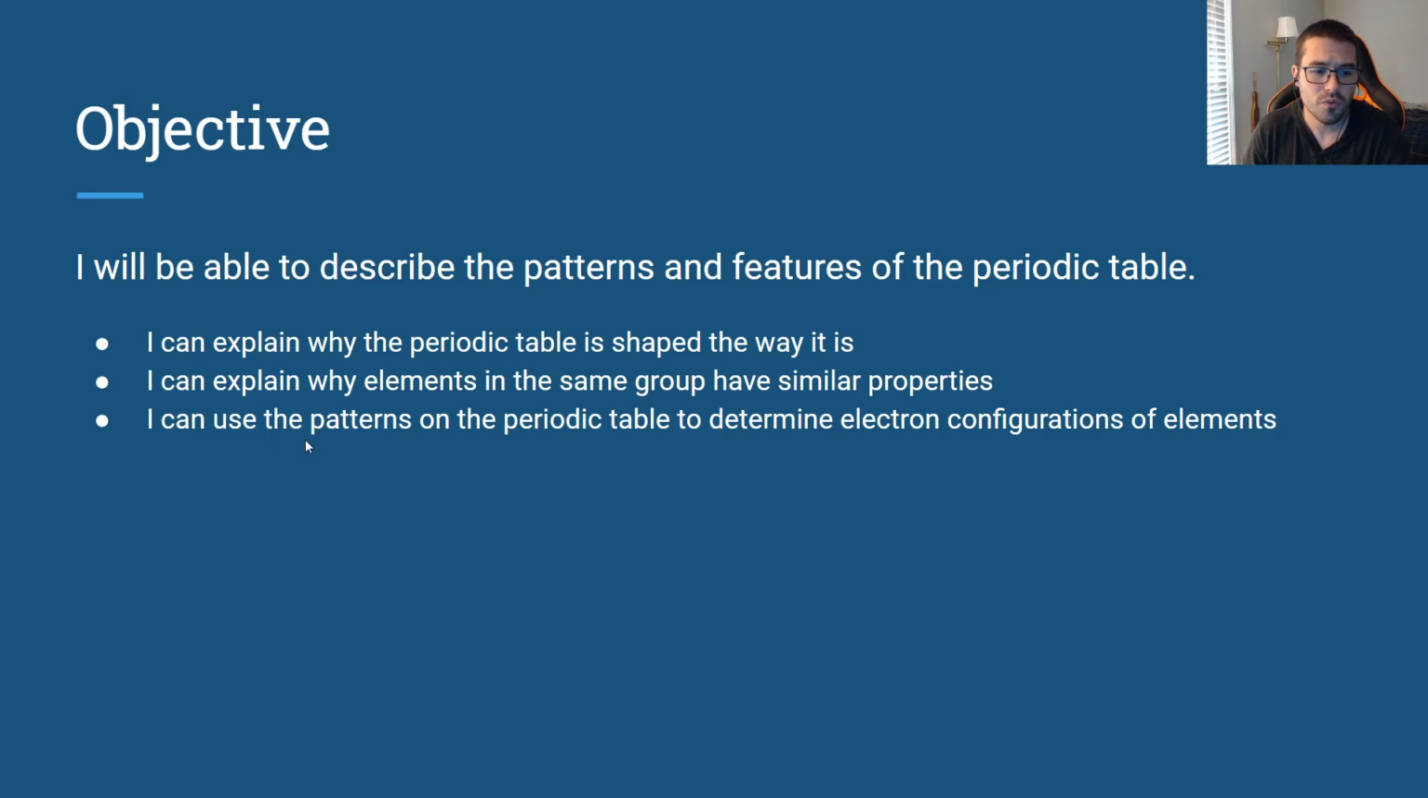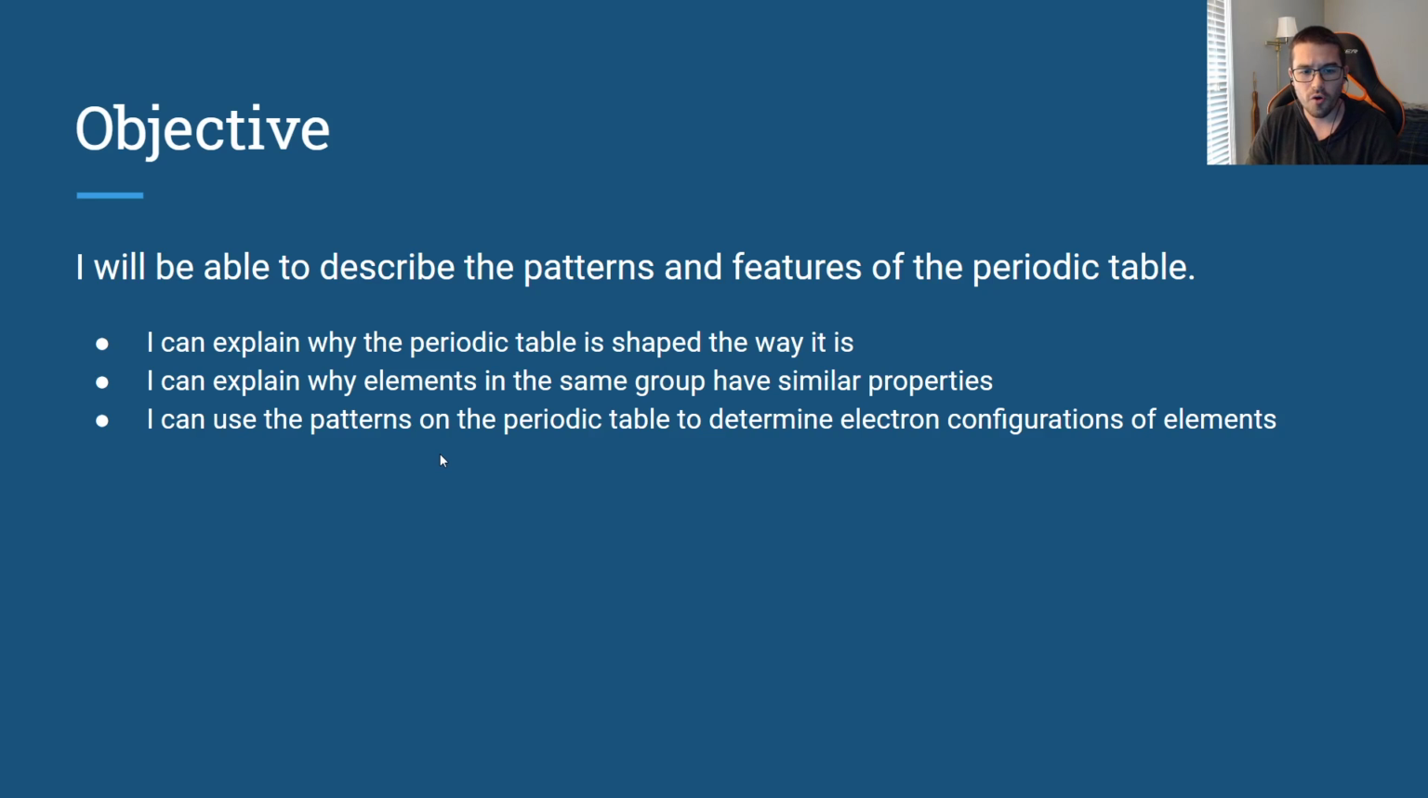And you're going to be able to use patterns on the periodic table to determine the electron configuration of an element. Okay, and so we've been working with electron configurations recently, and it can be a very tedious process, right? And so what we're going to learn through the course of this lesson is how we can use the patterns that we discover on the periodic table to make our lives a bit easier in that regard.